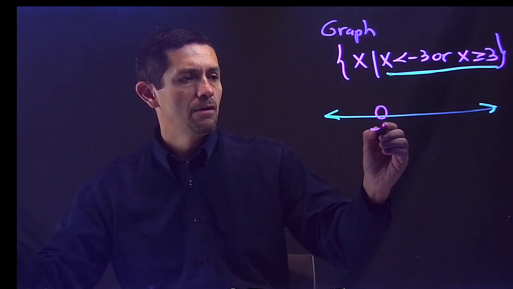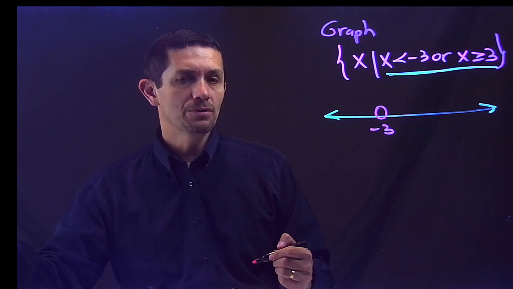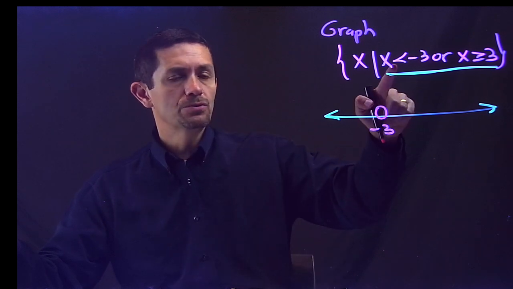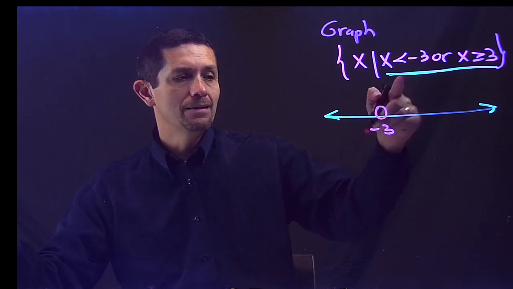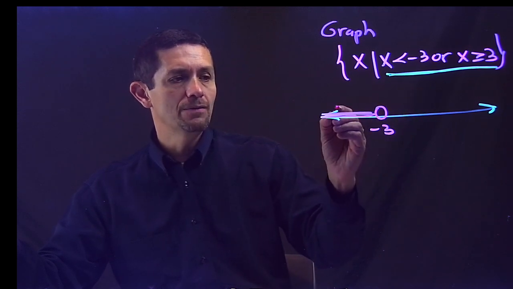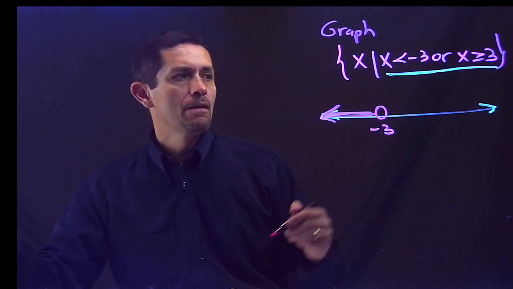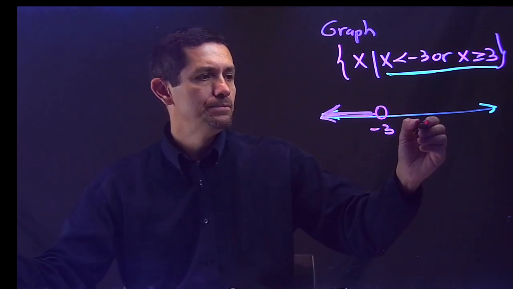So negative 3. I start over here and put an empty circle. No equal sign, therefore it is empty. x less than negative 3. Less always goes to the left. Alright? Or, let's grab the second one.